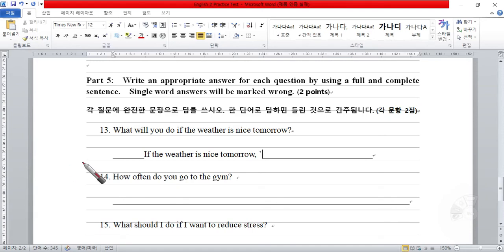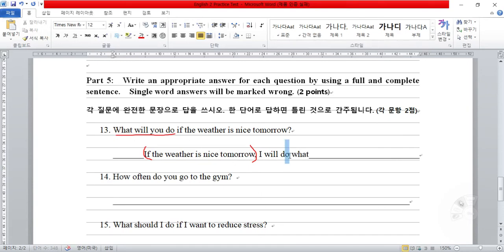So what are we looking at? What will you do? That's the question we're trying to answer here. If the weather is nice tomorrow, I just rewrote that here. Now you don't have to write that if you don't want to. I'll just put parentheses around it. In fact, maybe you shouldn't. It'll just be more of a problem. So what will you do? I will do what?